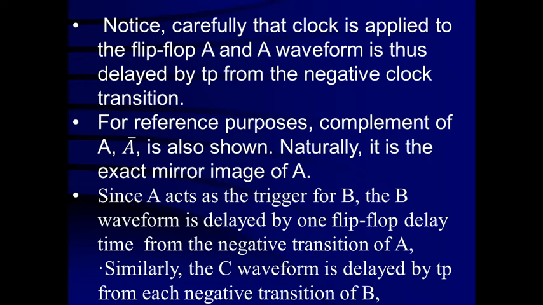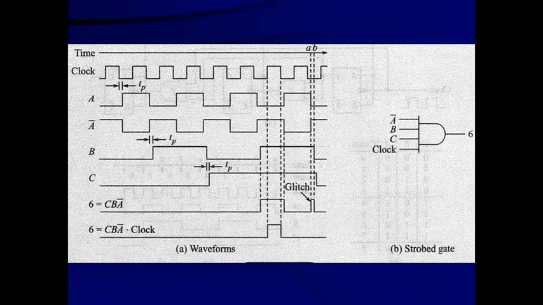Since A acts as a trigger for B, the output of B again does not occur immediately when the negative edge of A occurs, but it is delayed by the propagation delay time Tp of flip-flop B. And similarly, the C waveform is also delayed by the propagation delay time after the negative edge of the B waveform, which you can see here.